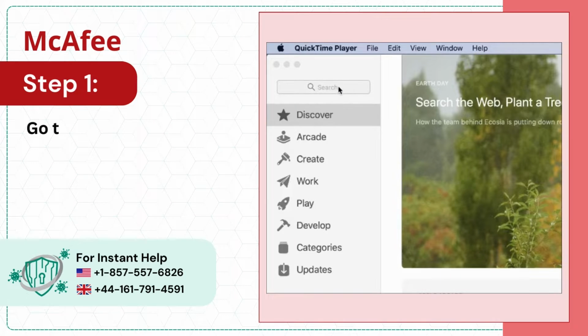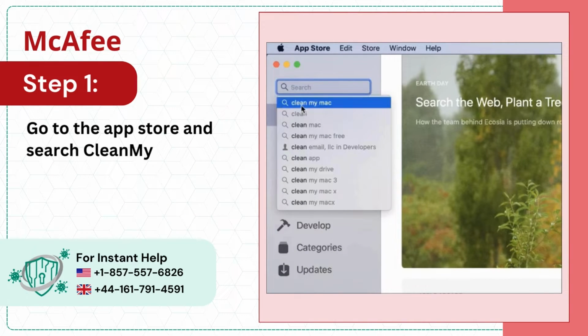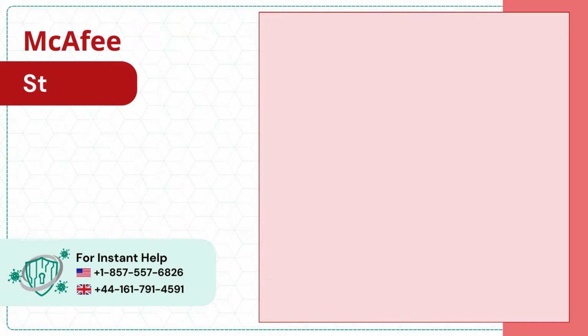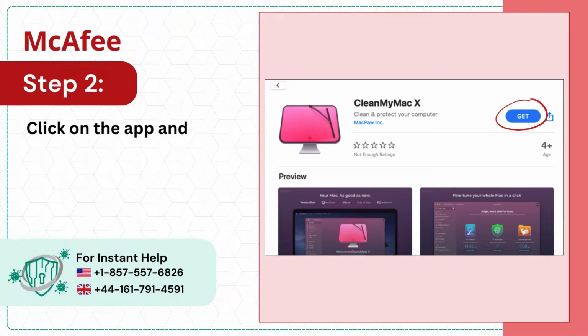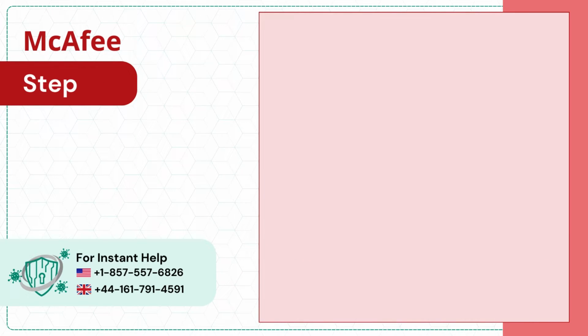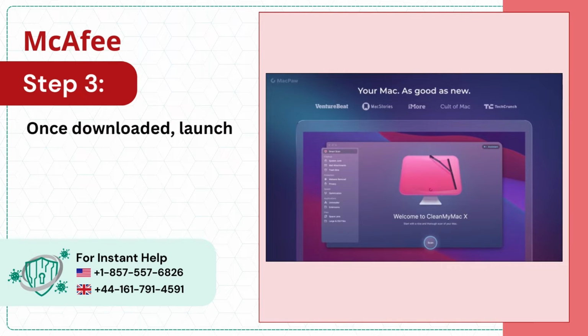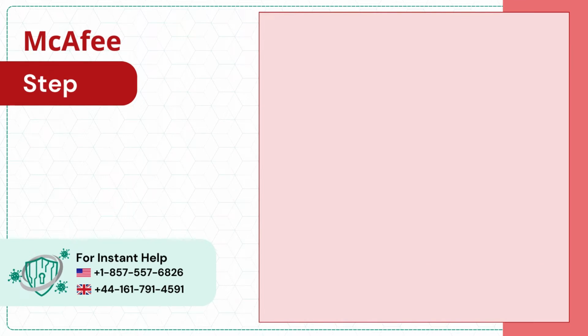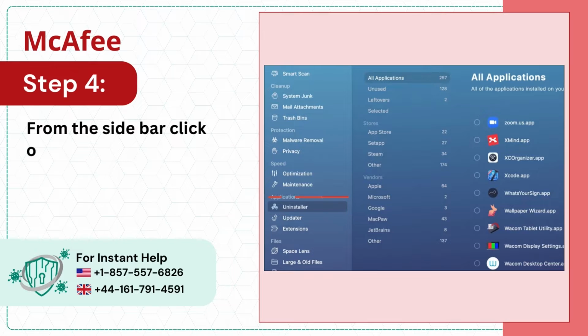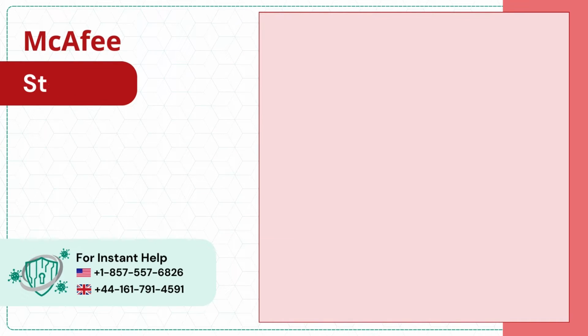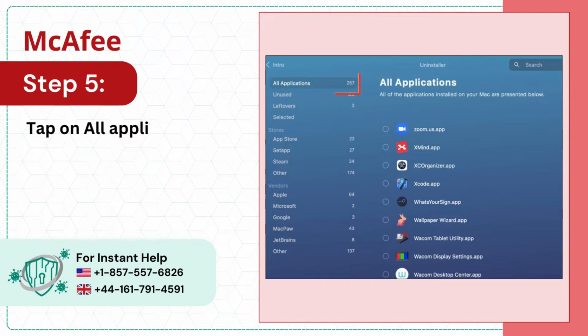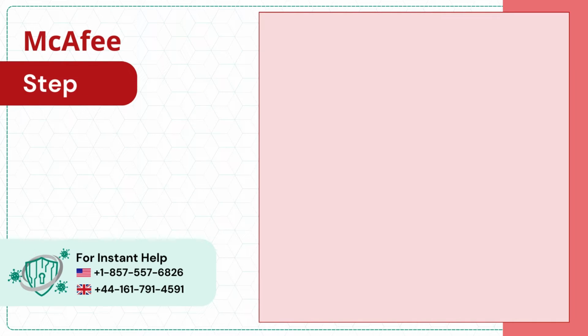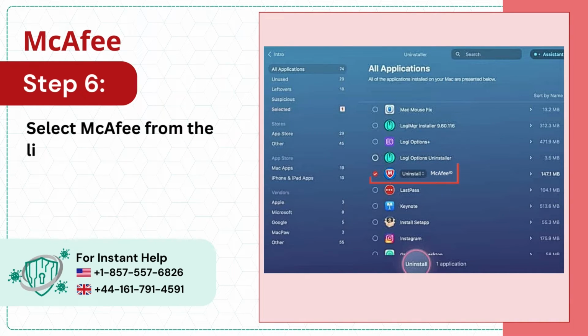Step 1. Go to the App Store and search CleanMyMac X app. Step 2. Click on the app and tap Get. Step 3. Once downloaded, launch the app. Step 4. From the sidebar, click on Uninstaller. Step 5. Tap on All Applications. Step 6. Select McAfee from the list and tap on Uninstall.